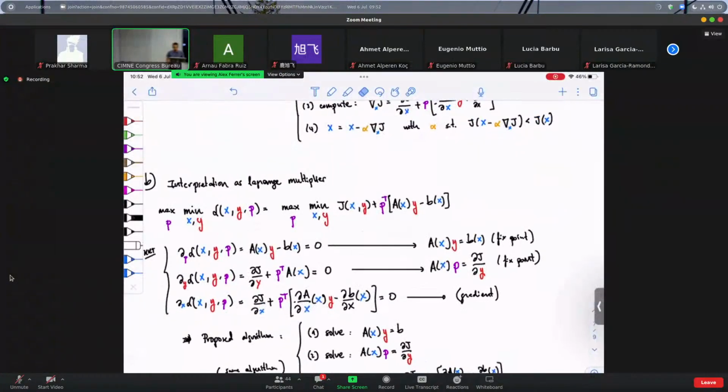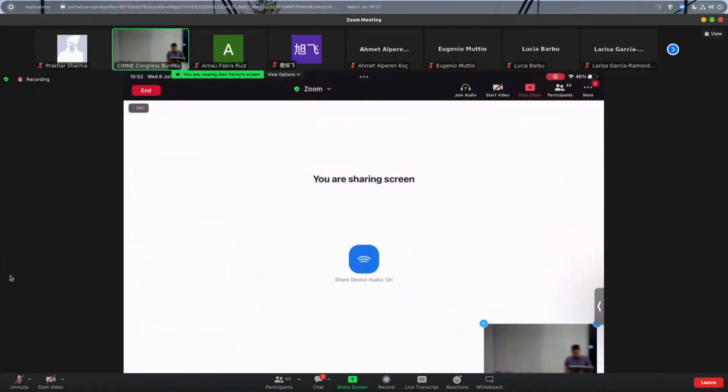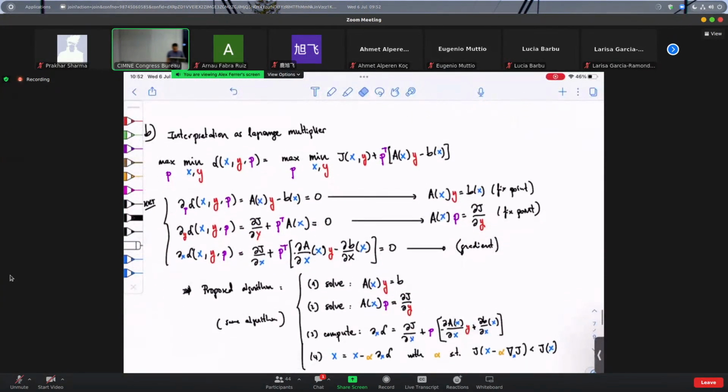You have something on chat. Question: is there a transpose in step 2? Yes, there can be a transpose missed. Yes, probably. I took a symmetric A, but typically it's a transpose.